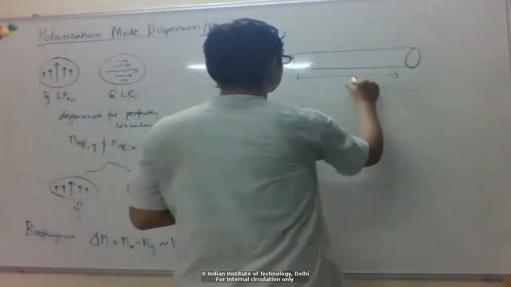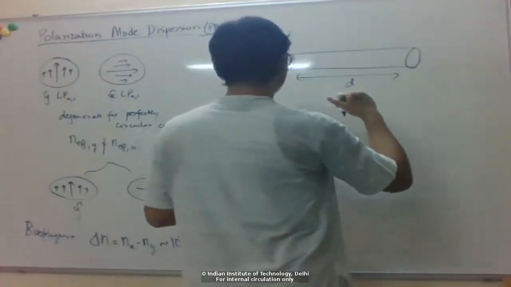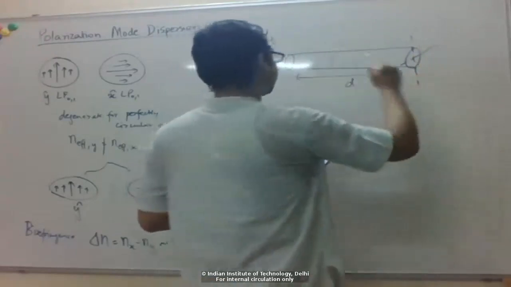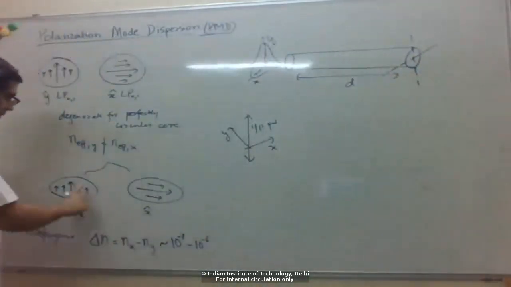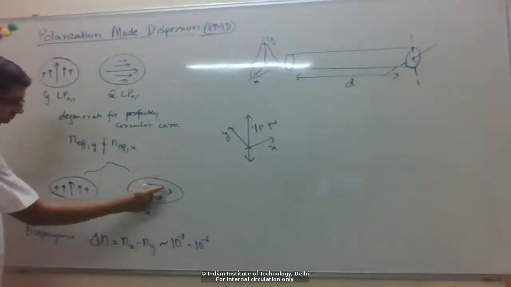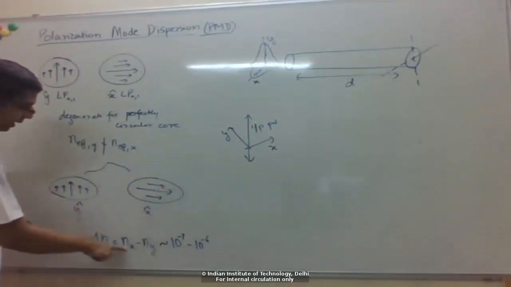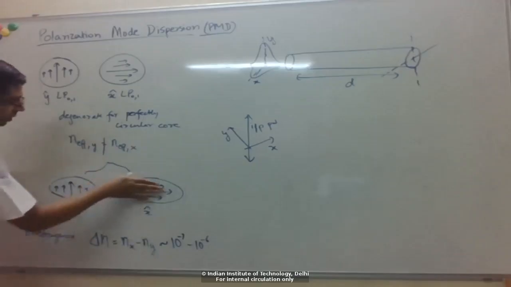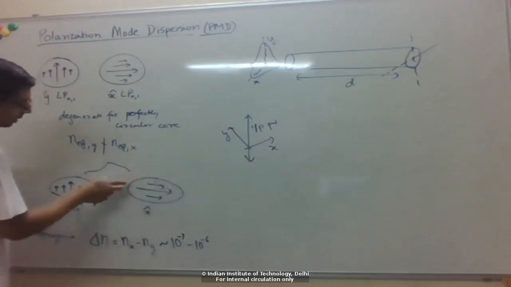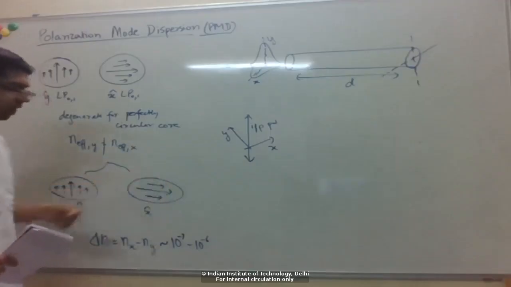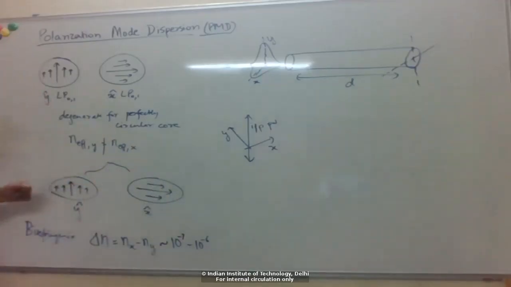Say the length is some d. Let's say this is the x-axis, the direction in which the core is elongated. So that's the x direction here. Now here nx will be larger, right? Because the field is along the larger dimension of the core. So more of the power will be confined in the core, whereas here less of the power will be confined in the core. So nx will be greater than ny, right?